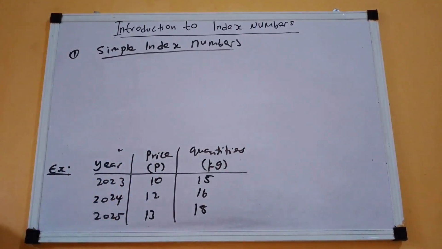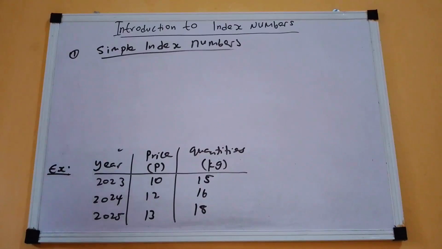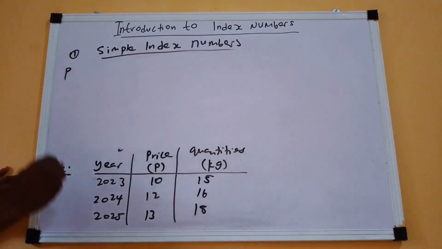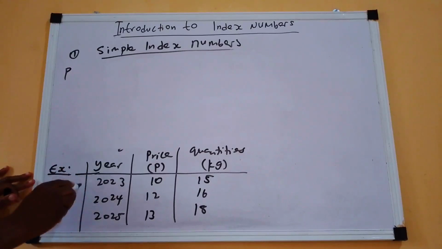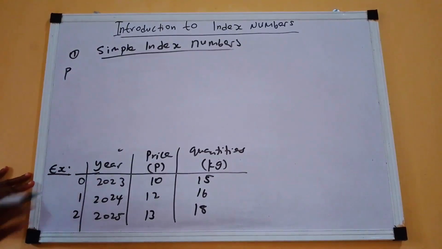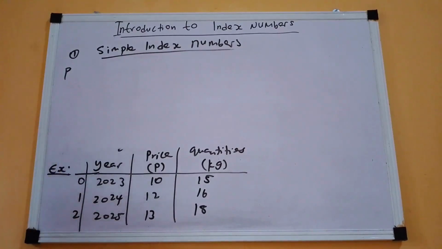The first thing I want to do is calculate the simple price index number for year 2024 using 2023 as the base year. You can compare between two years. Now I will call it P. You can give these subscripts: this as 0, this as 1, and this as 2. The base year is always 0, then the next ones follow according to the years.